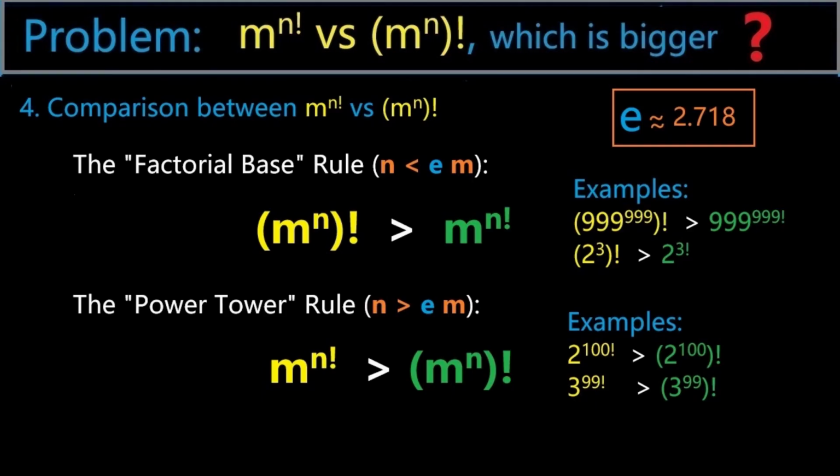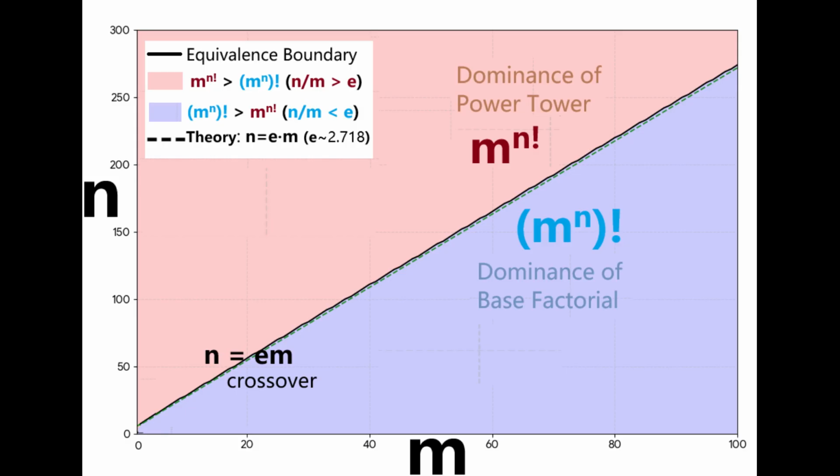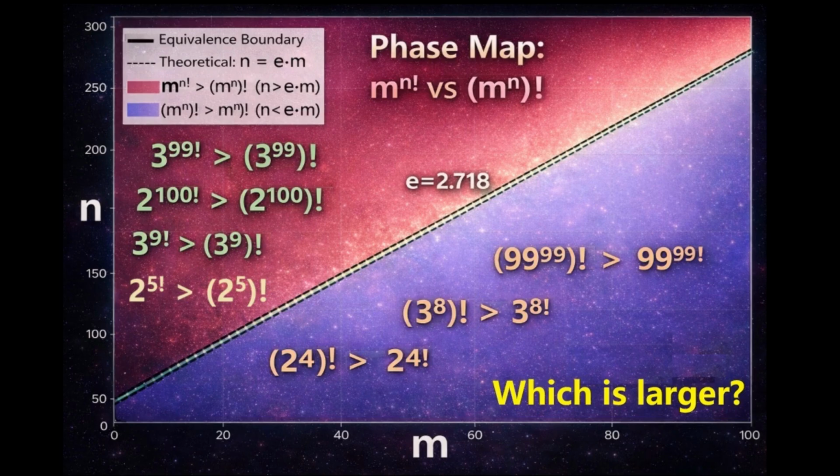If your values of n and m fall below this line, meaning n over m is less than the constant e, then the factorial of m to the power of n is larger. If they fall above it, meaning n over m is greater than e, then m to the power of n factorial is larger. This isn't just a fun fact about big numbers, it's a testament to the elegant, often surprising, consistency of mathematics. Even with numbers too vast to comprehend, simple constants like e dictate their ultimate behavior.